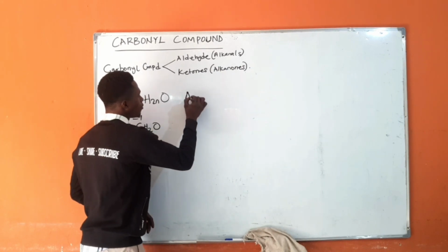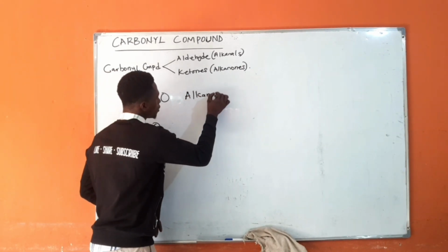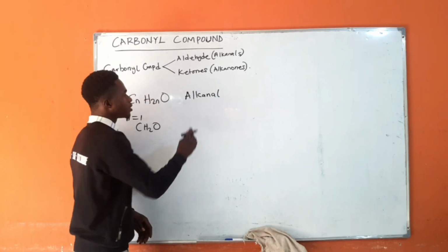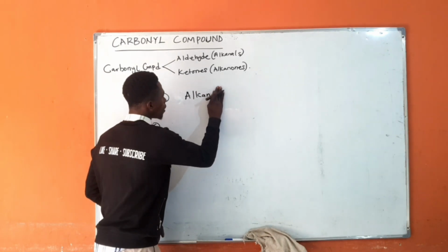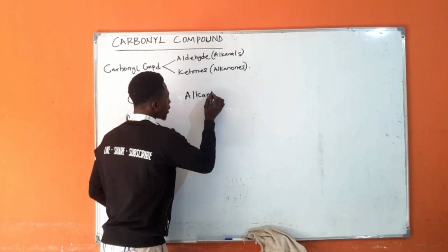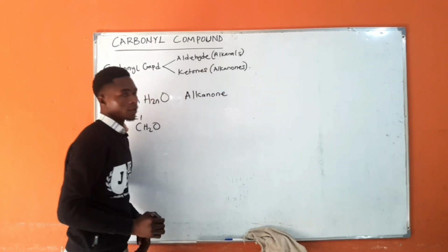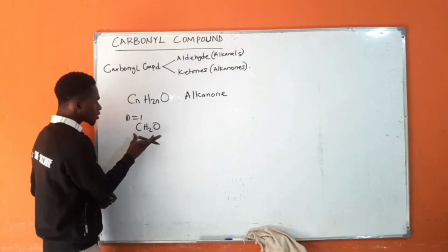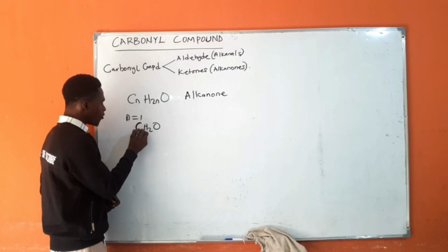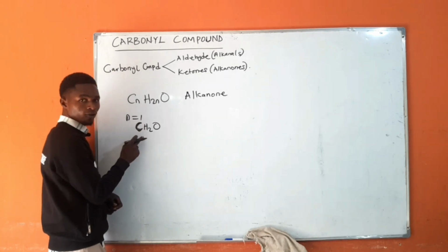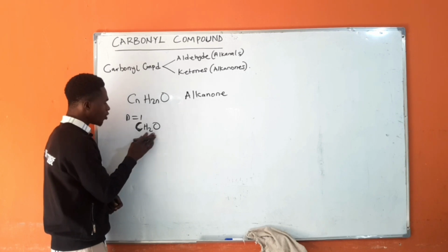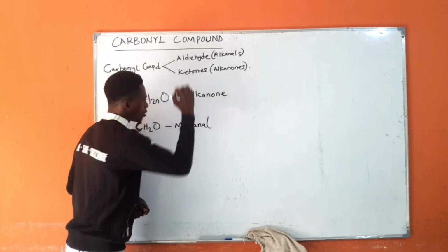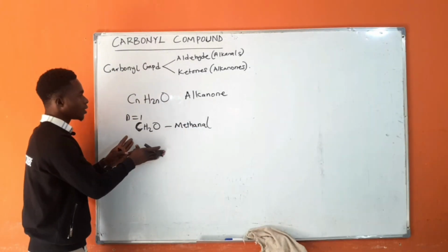The difference is that for the aldehydes, if you have an alkane, you just remove the e and you put al. And for the ketones, if you have an alkane, you remove the e and you put one. So for all carbonyl compounds, the first member of the family has the formula CH2O. The name for this compound is methanal. That's the first member of the alkanal family.